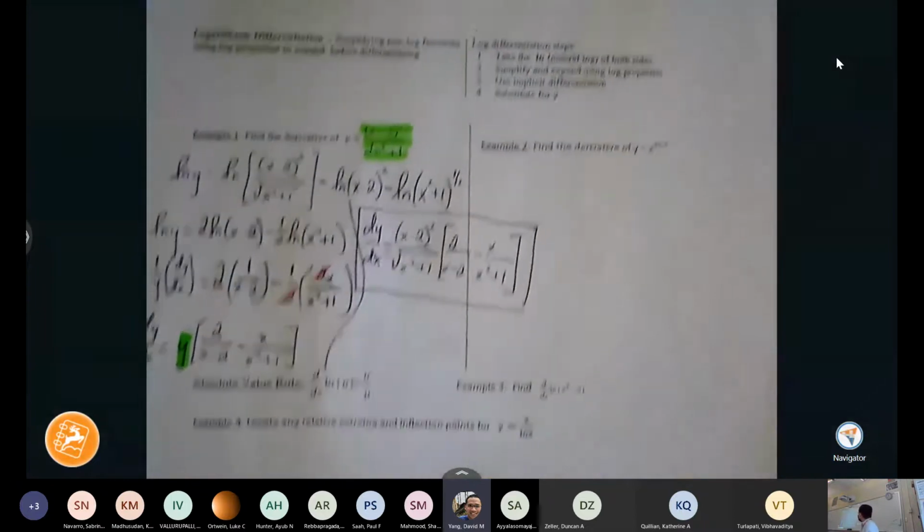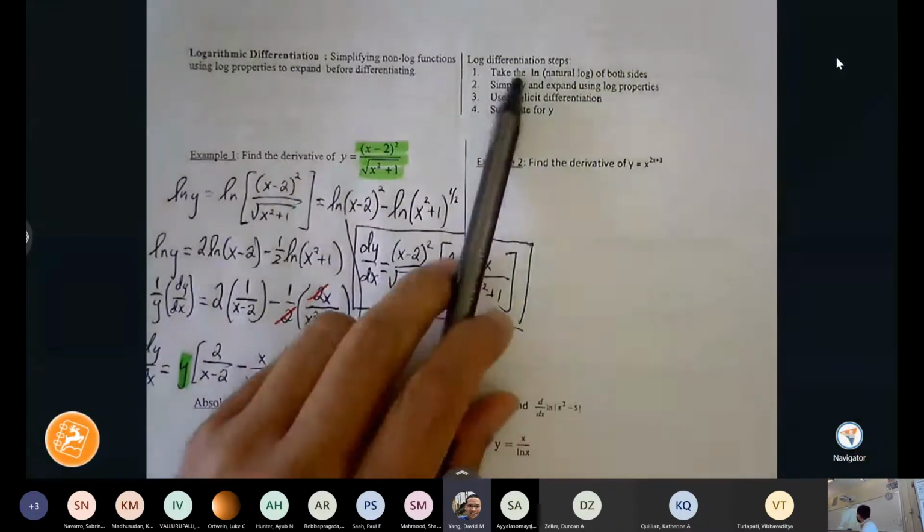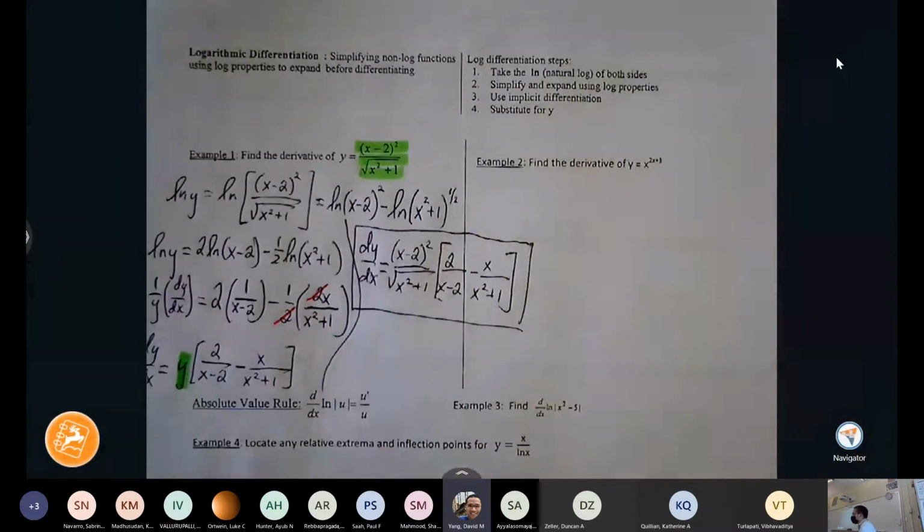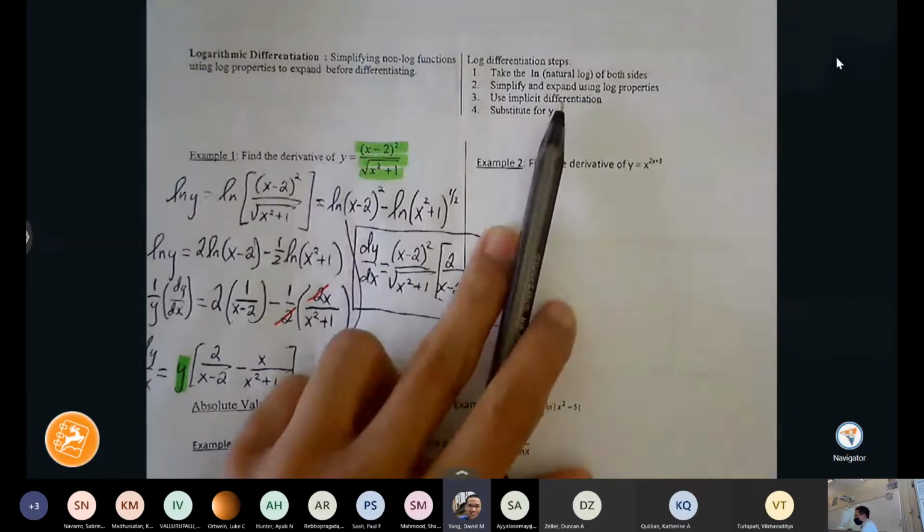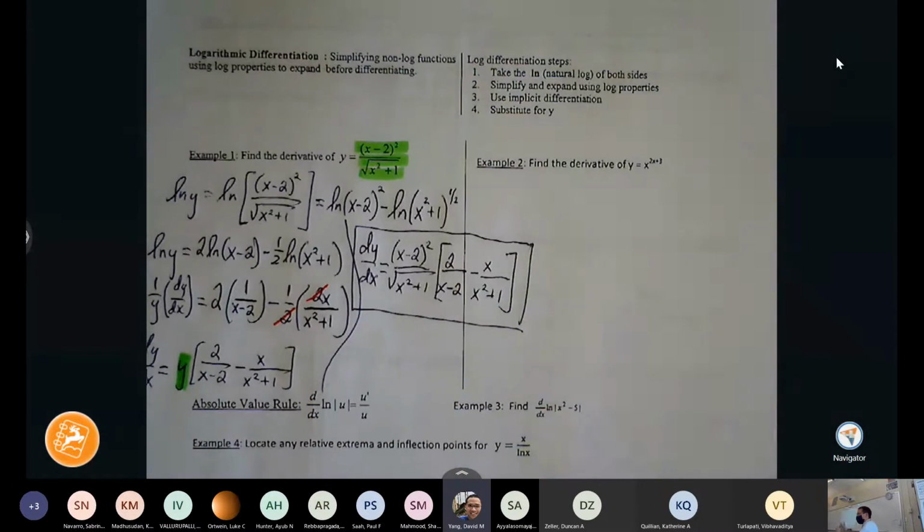Something I do want to point out is we only do log differentiation if there are no logs to begin with in the problem. If there's already a natural log in the equation, then we can jump directly to log properties. We don't want to do log differentiation for log problems because then we're adding another layer of natural log, and that's just going to make things more complex.